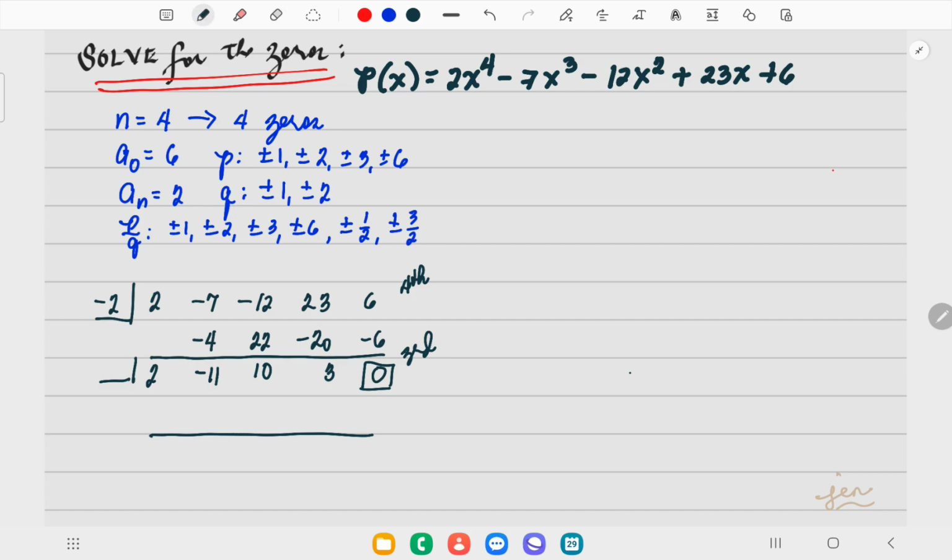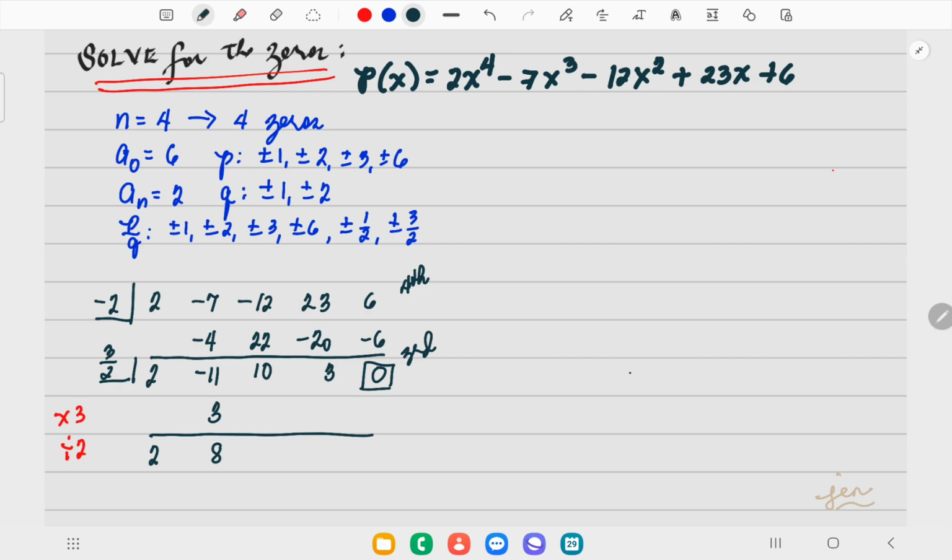Let's check for another. Say, for example, we have the fraction 3 halves. To make our work easier, the denominator is telling us that we have to divide by 2, and the numerator is telling us we multiply by 3. So that is our guide. So we bring down 2. 2 divided by 2 is 1. Times 3 is 3. Then plus a negative 11 is a negative 8.